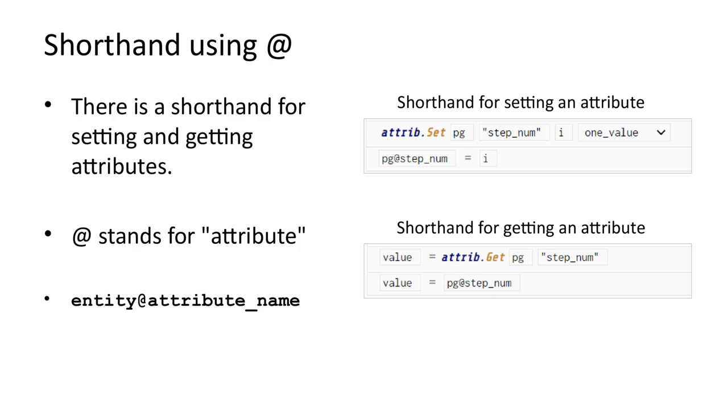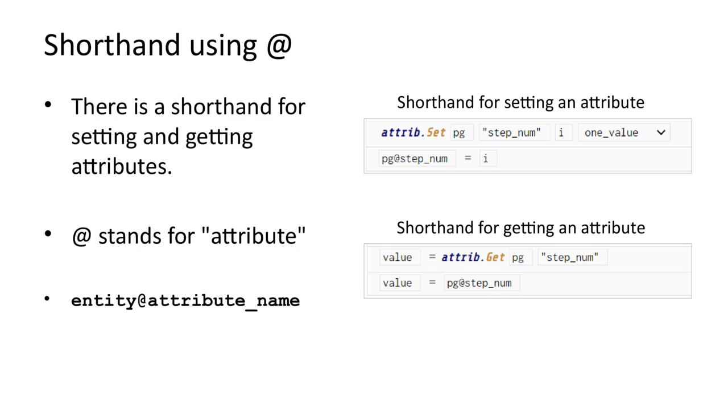When writing code, getting and setting attribute values is a very common operation. Mobius therefore provides a shorthand way of doing this. The shorthand uses the entity, followed by the @ symbol, followed by the attribute name. You can use the same shorthand for both setting and getting attributes.